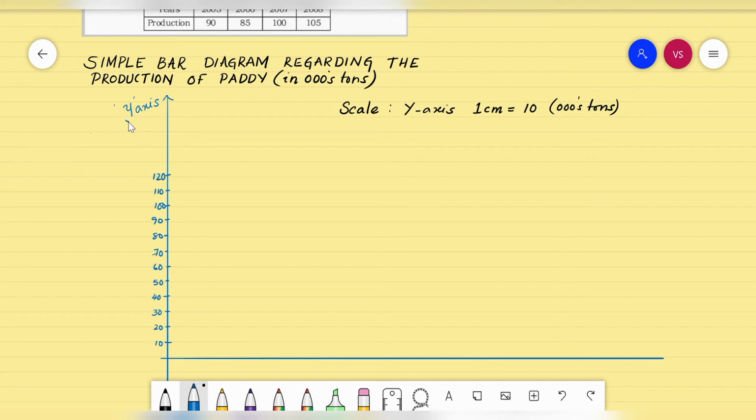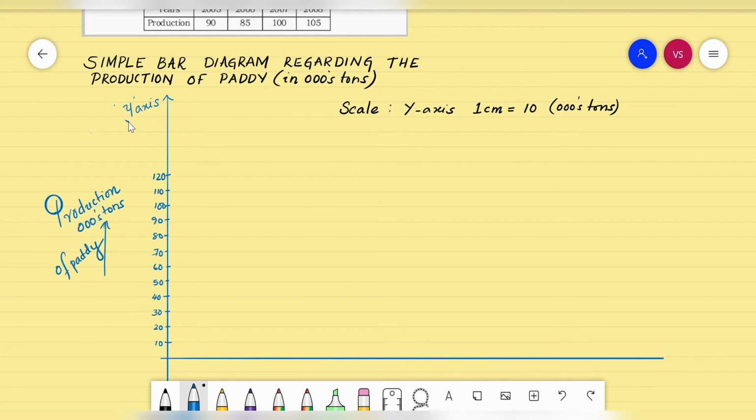What is this all about? This is all about production. Is it right? Production. Production in what? In thousands tons. Production of what? Production of paddy. We can represent it in this way.